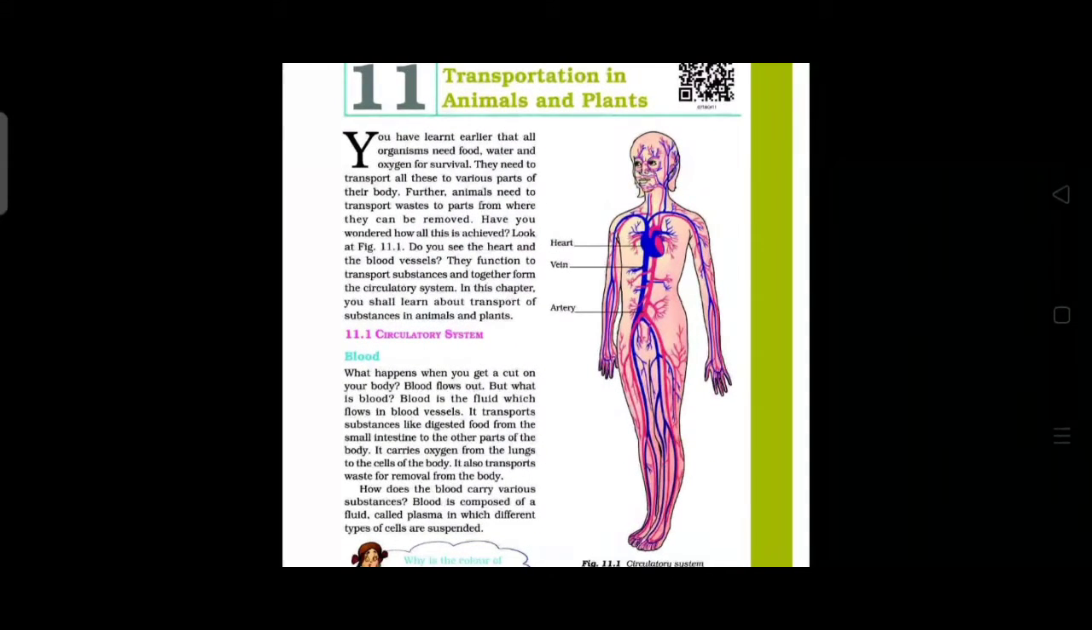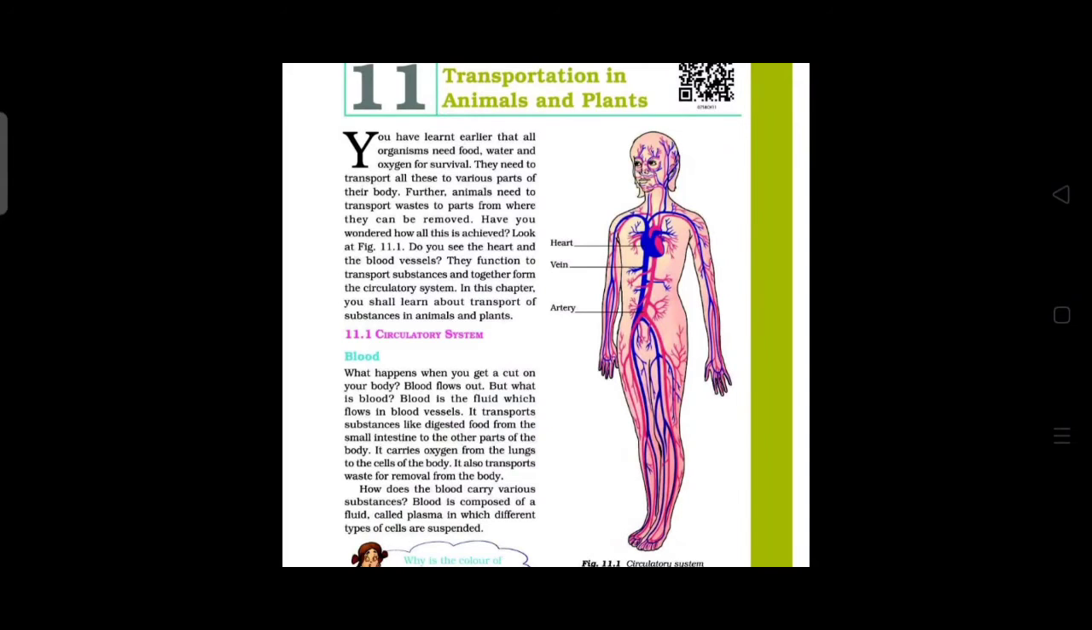All organisms need what? Food, water, and oxygen for their survival. They need to transport all these to various parts of the body. If you are taking in food, it takes the proteins to all parts of the body.